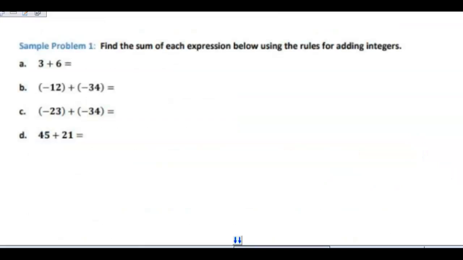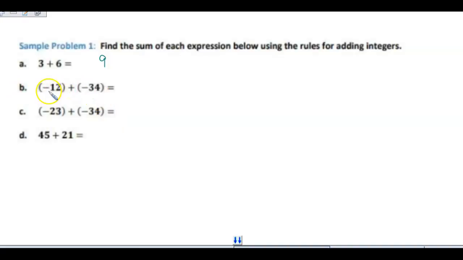We have some to practice. We have 3 plus 6. They are both positive, so I'm going to add. So 3 plus 6 is 9. They are both positive, so my answer is positive.